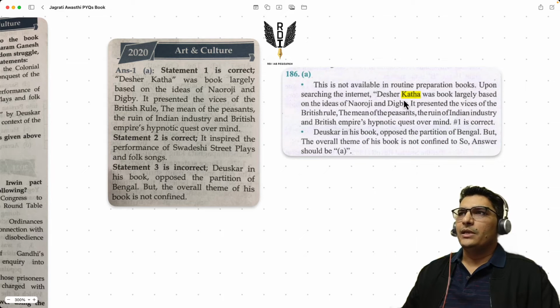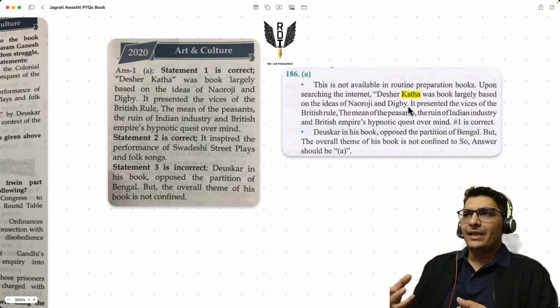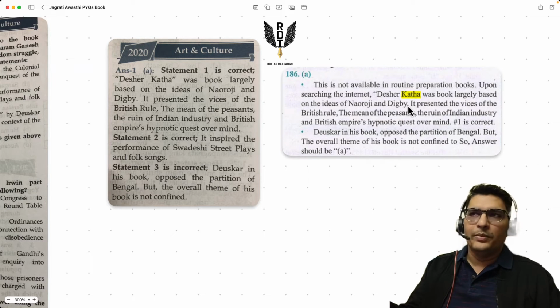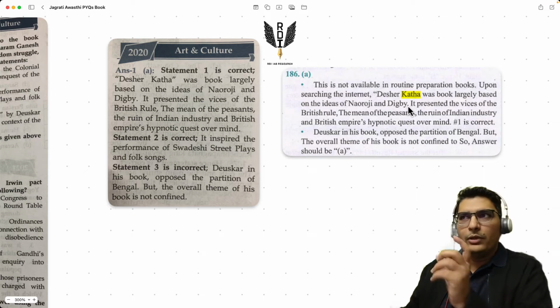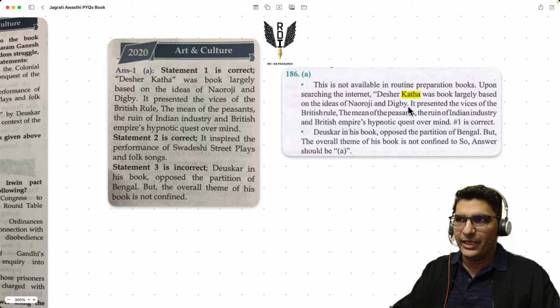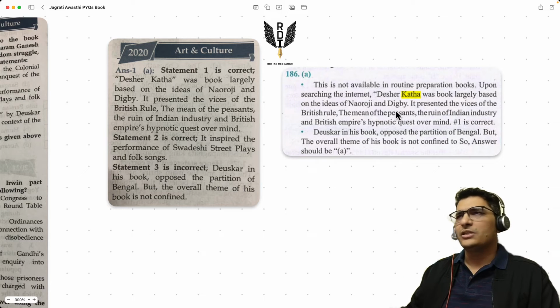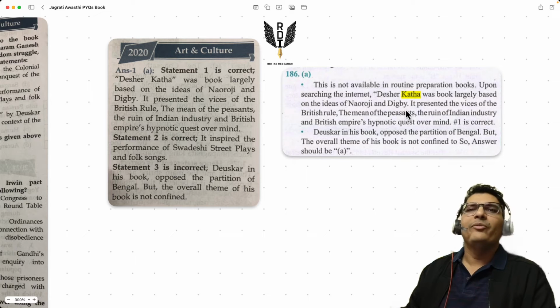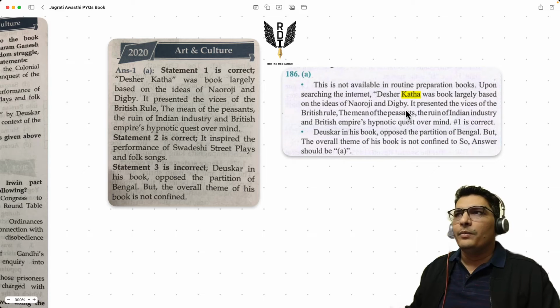But upon searching the internet, this Katha book was largely based on the ideas of Naoroji and Digby. Who is Digby? It almost feels like a nickname of some person. They should have told us that this is the person who achieved this, or something relevant in this context. They've just mentioned it like this. That is the problem with copy-pasted work, because the relevance gets missing. You can't copy-paste relevance.